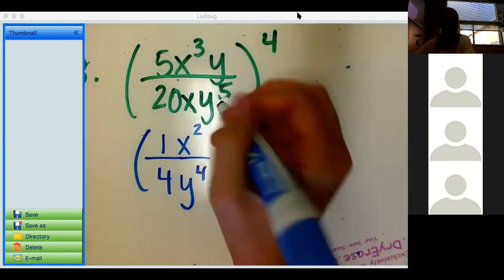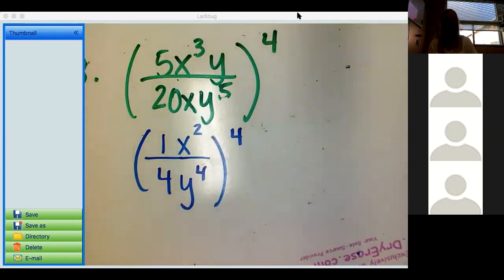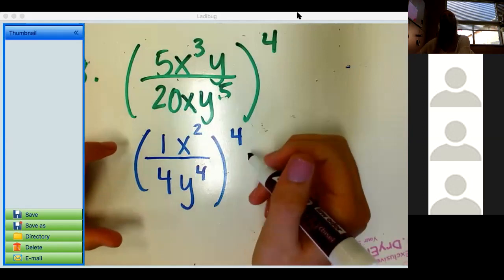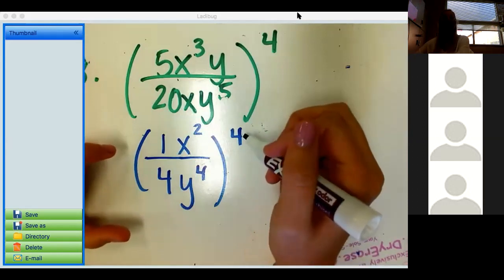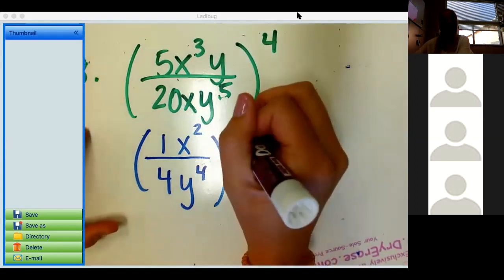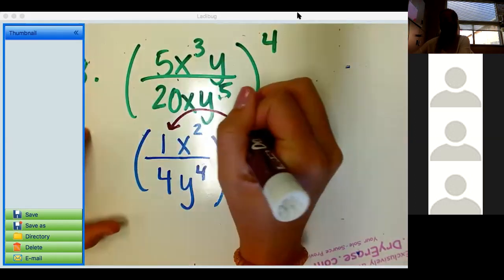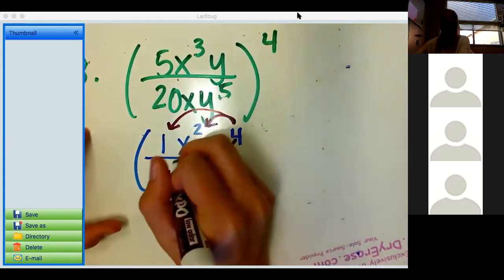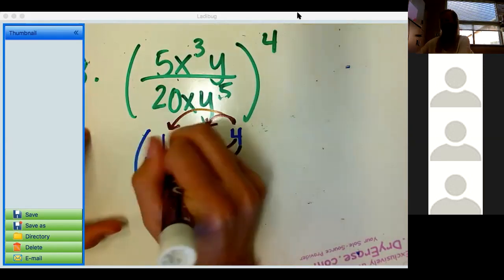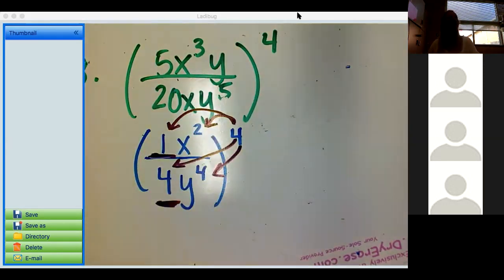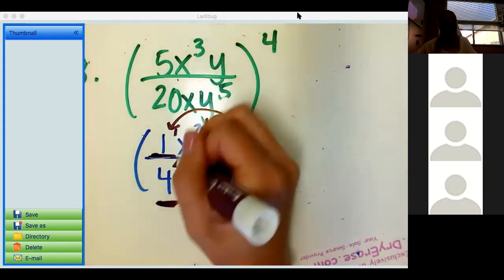All right, so from here, now we're at the point where we can distribute in our exponent. It is outside of parentheses, so it's going to go in to every base in the parentheses. Notice I said every base. It also goes to the 1 and the 4 because they have an understood 1 as their exponent.